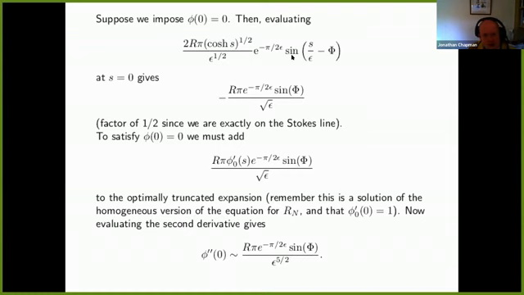I had an epsilon to the half already. I pick up 2 more 1 over epsilons from differentiating twice, and I've got an e to the minus pi over 2 epsilon out the front.